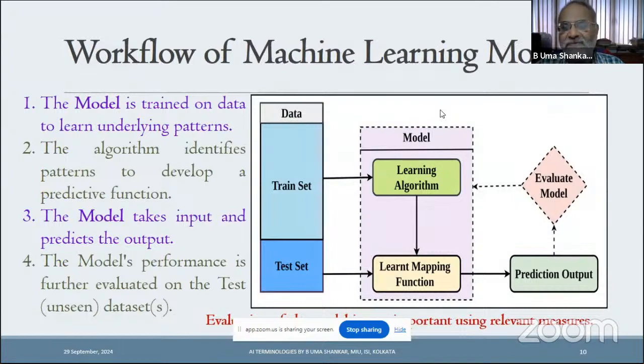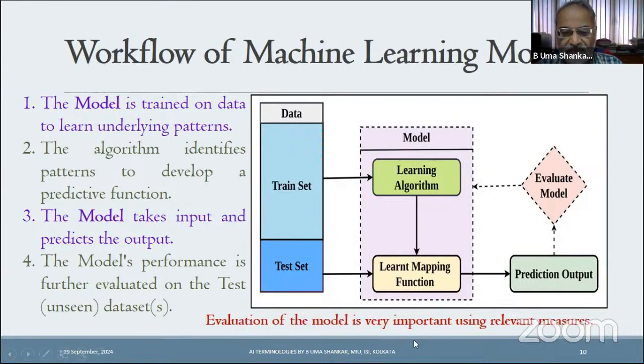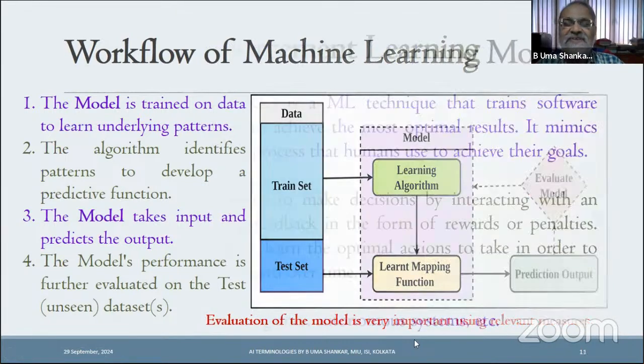The workflow of a machine learning model is as follows. The model is trained on data to learn underlying patterns. The algorithm identifies patterns to develop a predictive function. The model takes input and predicts the output. The model's performance is further evaluated on test or unseen data sets. Evaluation of the model is very important, using relevant measures.